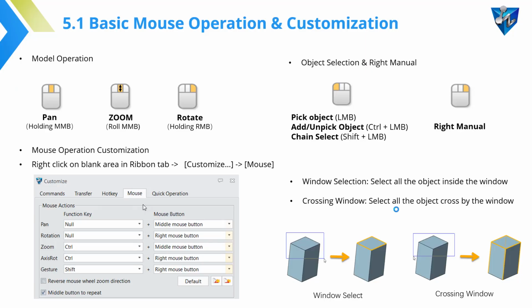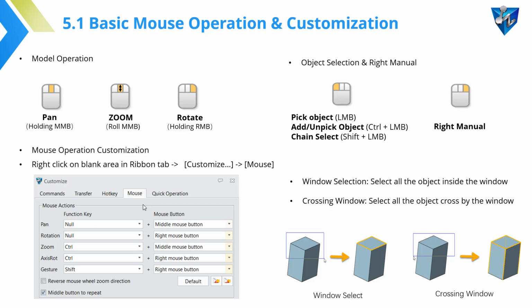Let's continue. In this part, I will introduce the basic mouse operation and customizations in ZW3D. First, let me show you the model operation in ZW3D. If you want to pan the model, just hold the middle mouse button and move the mouse. If you want to zoom in or zoom out, just roll the middle mouse button. And if you want to rotate the model, hold the right mouse button and move your mouse. All of these mouse operations can also be customized in the Customize menu.